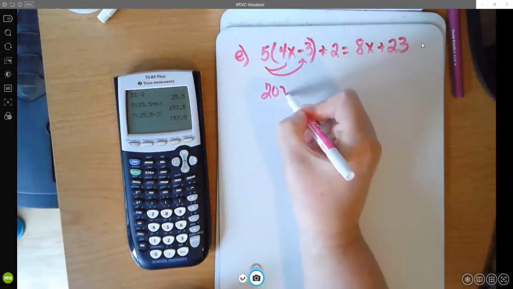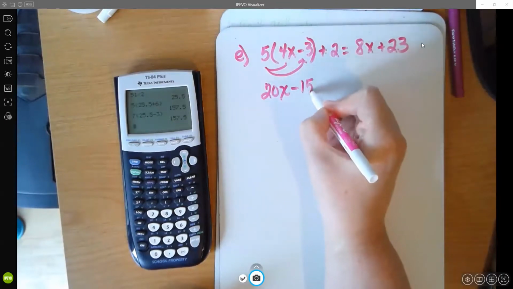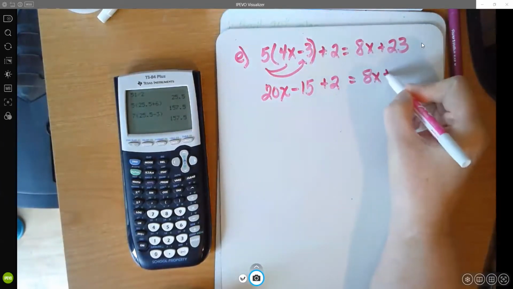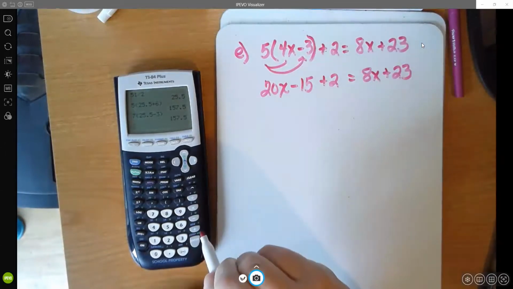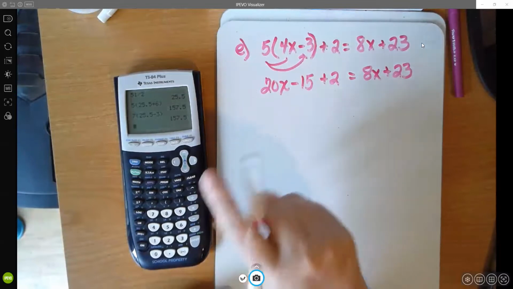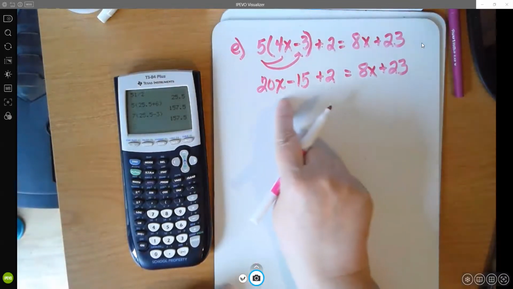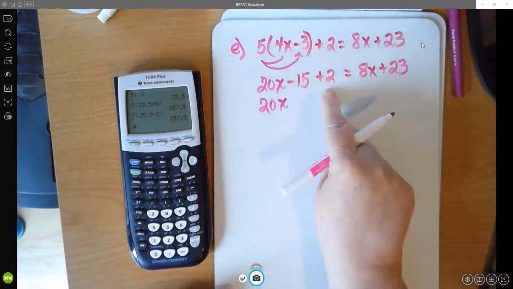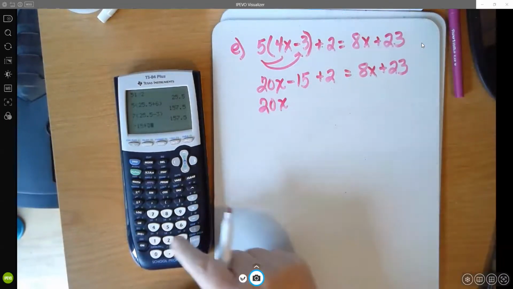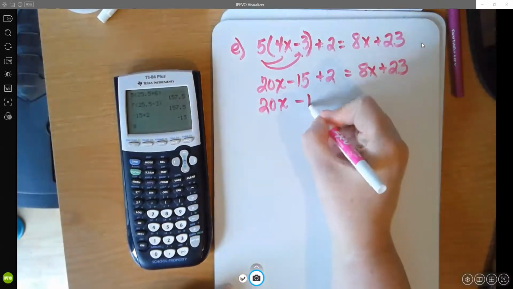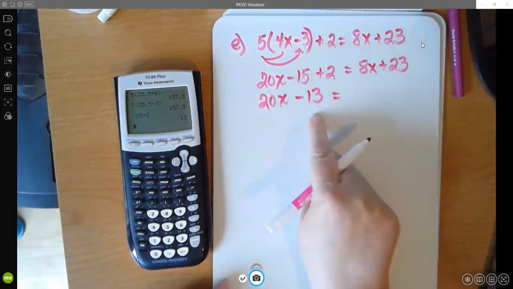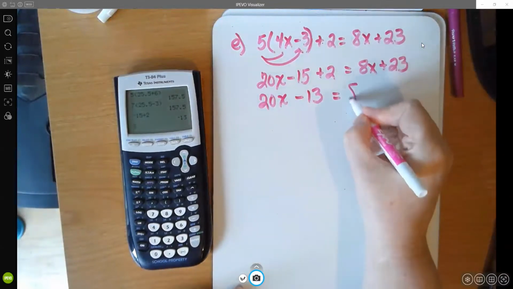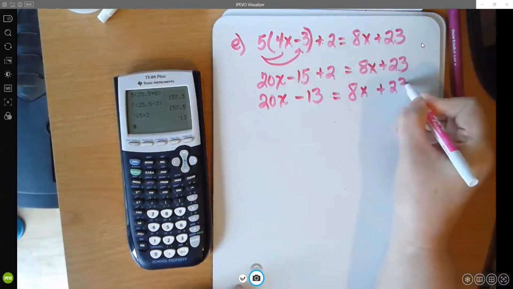That gives me 20x minus 15. Then that plus 2 just drops down. There is nothing to simplify or to multiply, so I will just copy down the 8x plus 23. Next, I want to combine like terms here on the left side. There are no like terms to the 20x, but a negative 15 and a positive 2 is a negative 13, and you can check that on the calculator, but that will give me a negative 13 or subtract 13. If it looks like a negative, it acts like a negative, it is a negative, so we'll just leave one sign there. And then that's 8x plus 23.